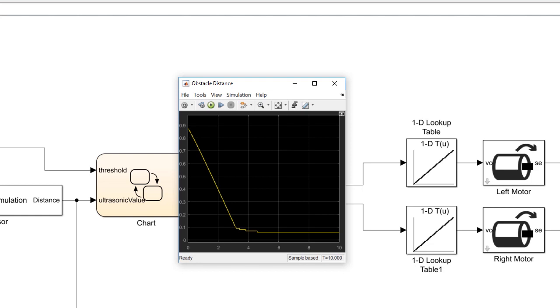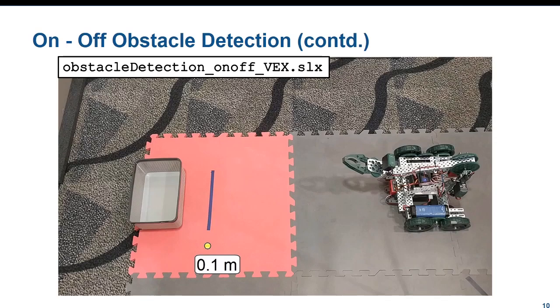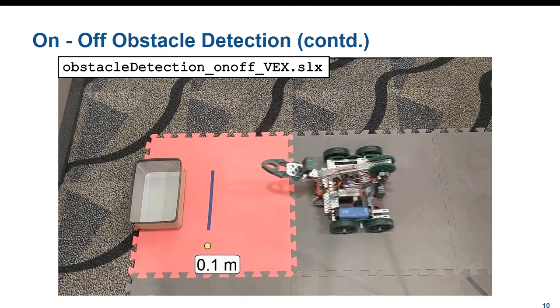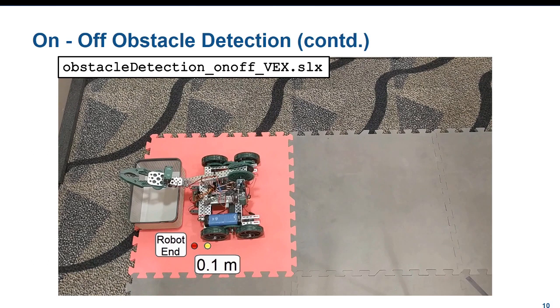Let's go back to the presentation. We just saw how to implement the on-off obstacle detection algorithm. We see that the robot went beyond the line that signifies the 0.1 meter distance to the obstacle. Our simulation showed a similar result. The advantage of this algorithm is that it is simple to implement. The result could be inaccurate based on how fast the robot is traveling. We can achieve a smoother and more accurate stop for obstacle detection using PID control. Let's see how to do this next.